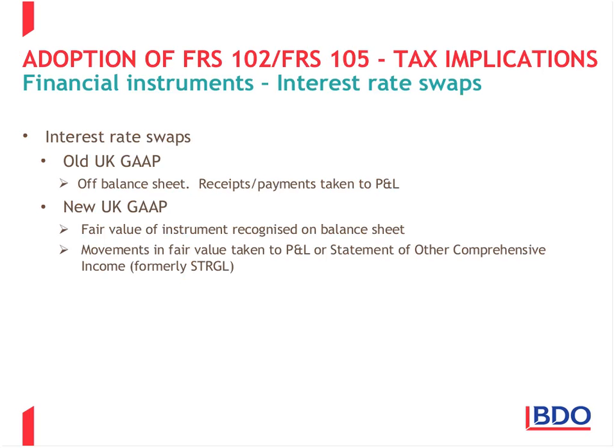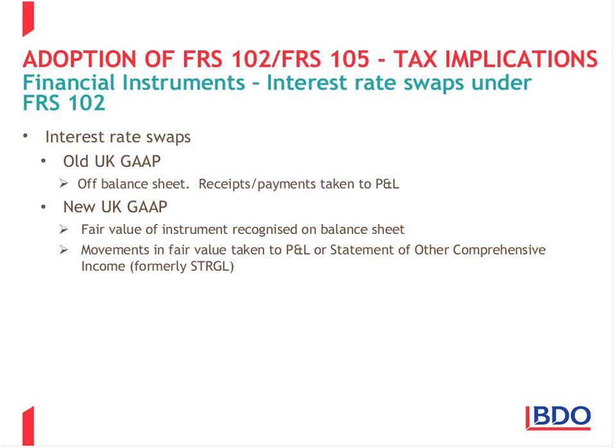Under old UK GAAP, any adjustments were generally off balance sheet, i.e. they were not recognised through the accounts. Income and expenses on interest rate swaps were taken to P&L as and when they were recognised. Under new UK GAAP, the financial instrument needs to be recognised at fair value on the balance sheet. This will give rise to an adjustment when the fair value amount of the financial instrument is taken to the balance sheet. This will give rise to either a debit or credit through profit and loss account.